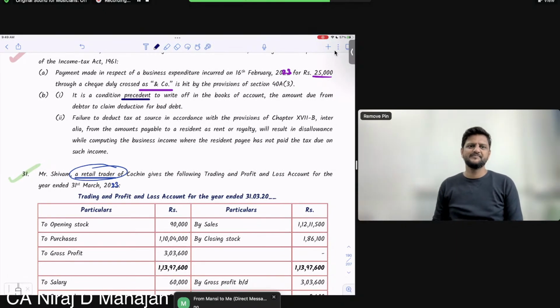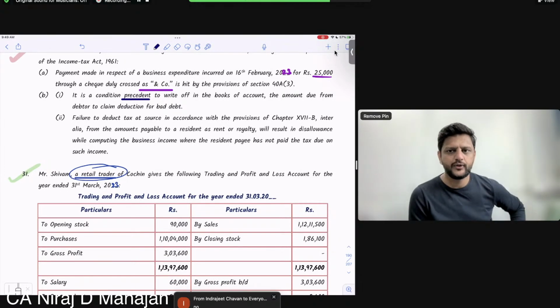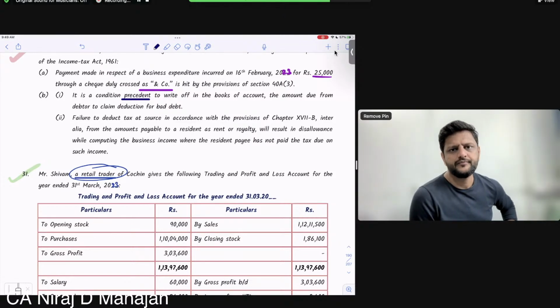Okay. Why no then? Is there any other impact of that? On what basis we are saying no? I hope all of you understood the question. To claim it as bad debt, it has to first of all be written off in the books of accounts. If not written off in the books of accounts, you can't claim the bad debt deduction.